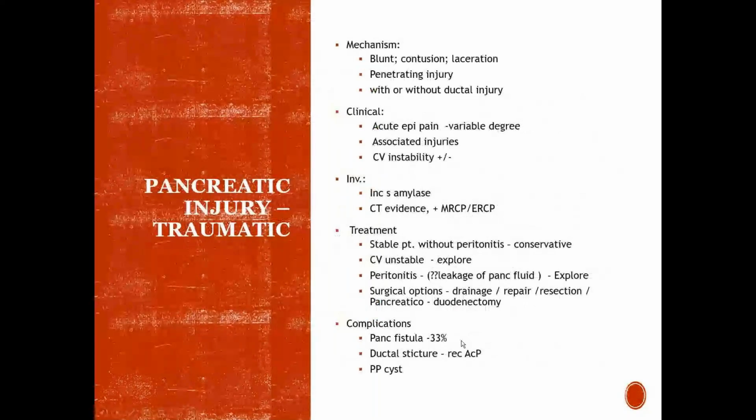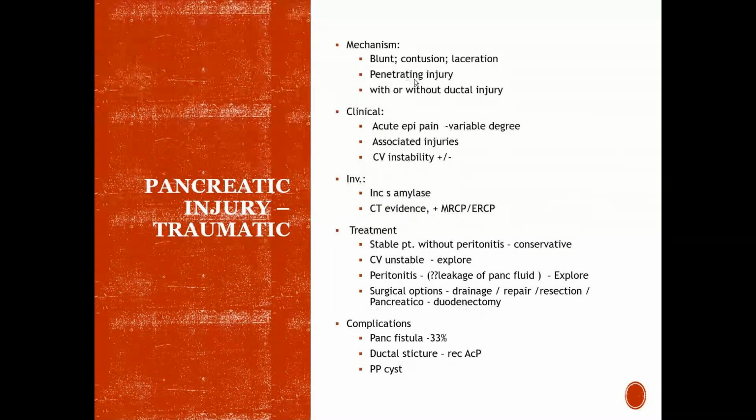Just one or two slides of pancreatic injury, then we finish the lecture today. You've got the mechanism of pancreatic injury occurring in two ways. Number one, traumatic or iatrogenic. Traumatic, blunt trauma in the form of compression laceration. You can have penetrating injury, like for example, a knife injury or gunshot injury. The most important thing is whether it is associated with or without ductal injury. So if there is ductal injury, the management differs. If there is no ductal injury, management differs.